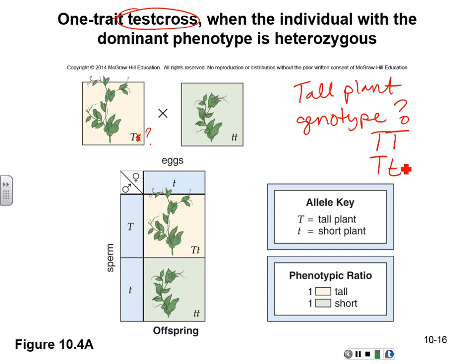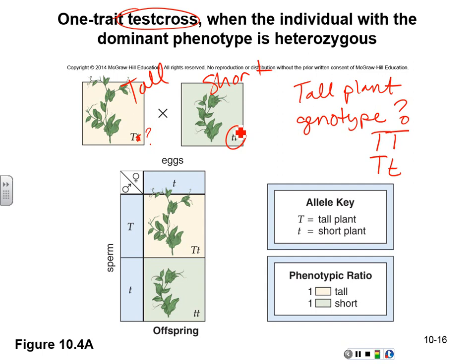Well, let's say we don't know. We're just looking at the plant. We aren't able to do sequencing. We're just looking at it, and it's tall. Well, this one is short, and remember, the only way you can be short is if you have 2 little t's. So we know the genetics behind the short plant, but we just don't know what the tall plant is.